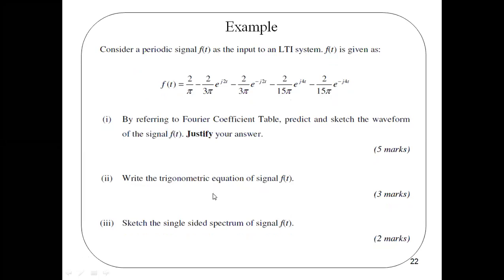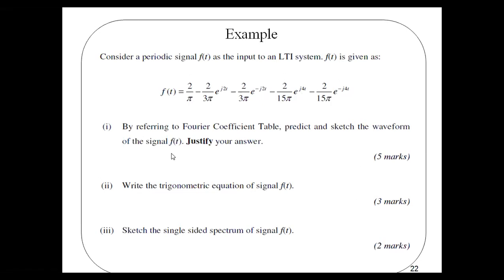We are given f(t), which equals 2 over pi, negative 2 over 3 pi exponential j 2t, negative 2 over 3 pi exponential negative j 2t, up to these terms here. From these questions, you have to predict what kind of waveform is given by this f(t) function, and you need to sketch the waveform of f(t). So you need to refer to the Fourier coefficients table. From the table, we need to predict what kind of function f(t) should be, and then sketch f(t). Let's have a look at the solution to this.